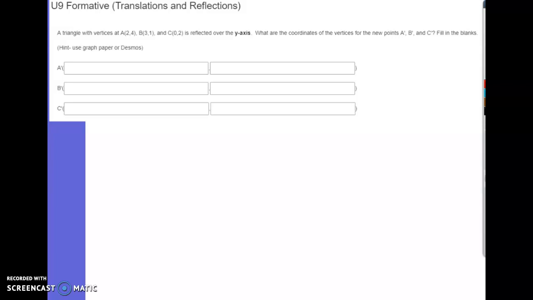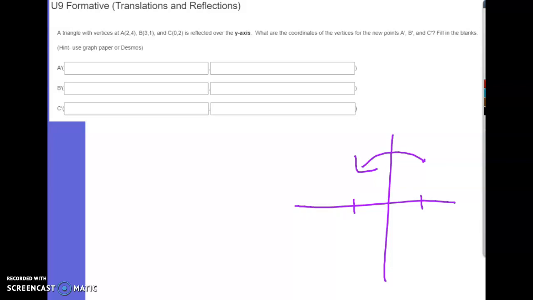Okay, geometry. The first problem in this formative assessment is a reflection over the y-axis. So if we have a point and we're reflecting it over the y-axis, the sign of the x-coordinate is going to change, but the y-coordinate will remain exactly the same.